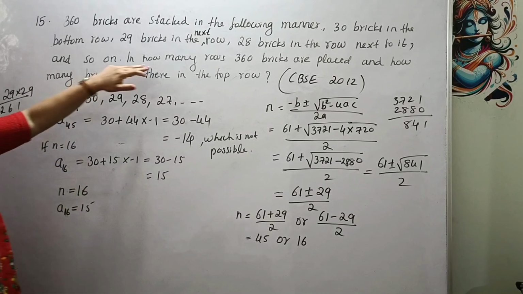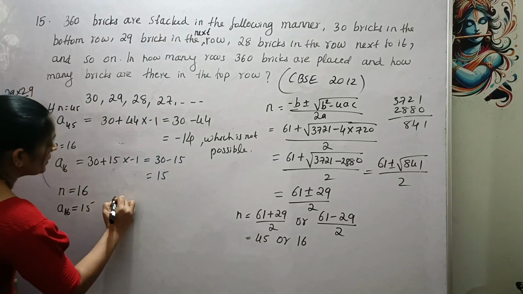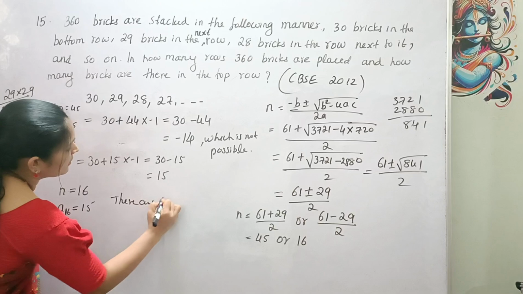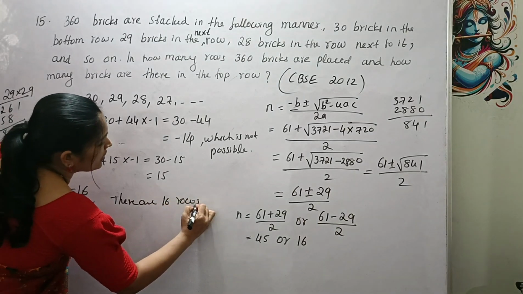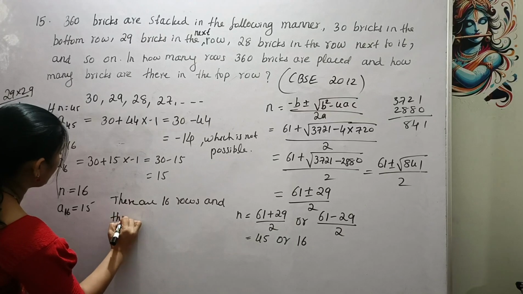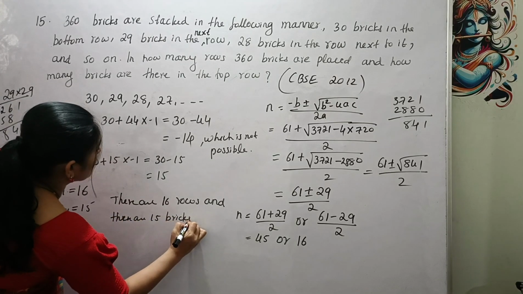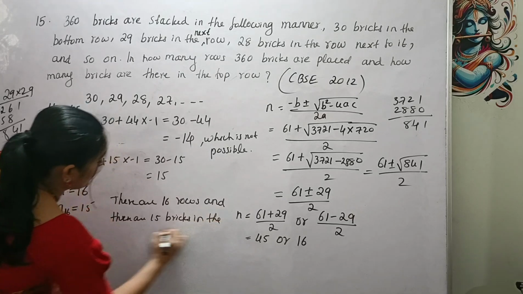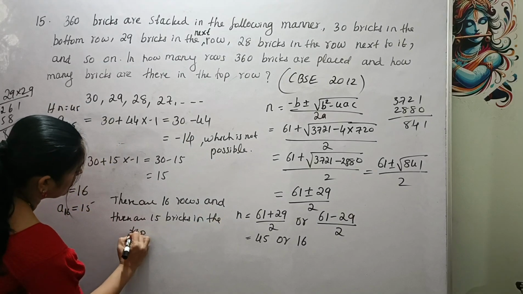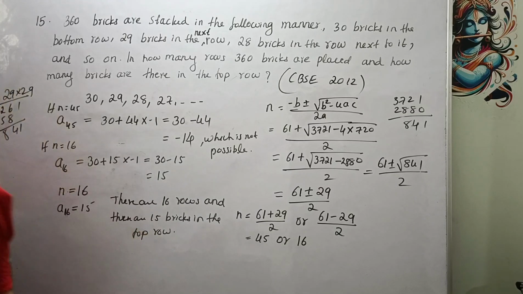That is, there are how many rows? 16 rows. Okay, there are 16 rows, and there are 15 bricks in the top row. There are 16 rows and there are 15 bricks in the top row.